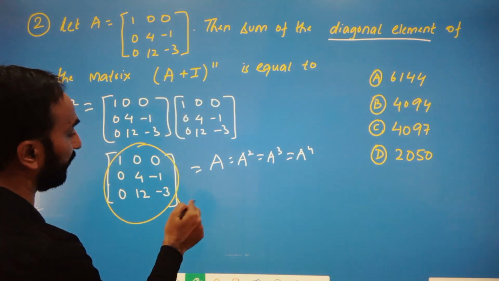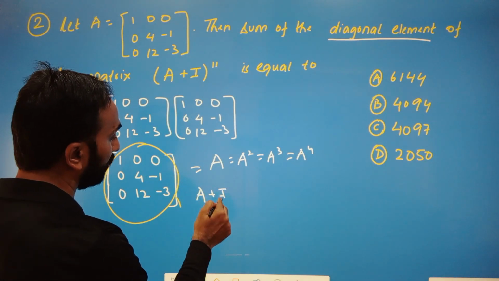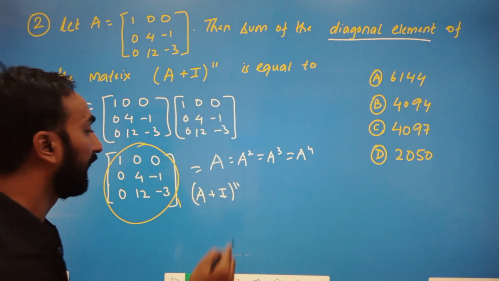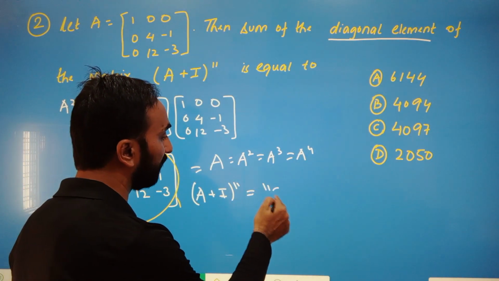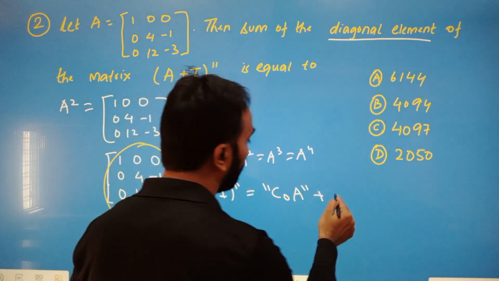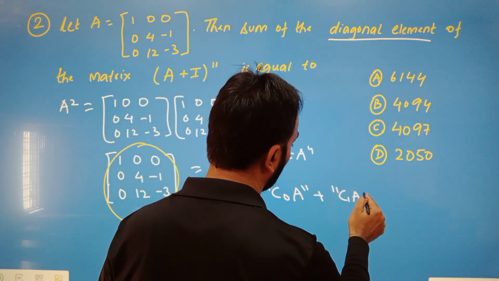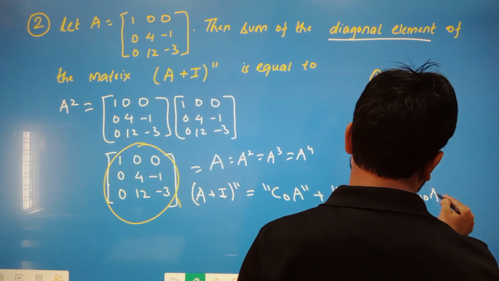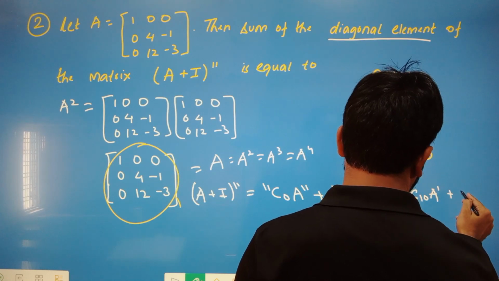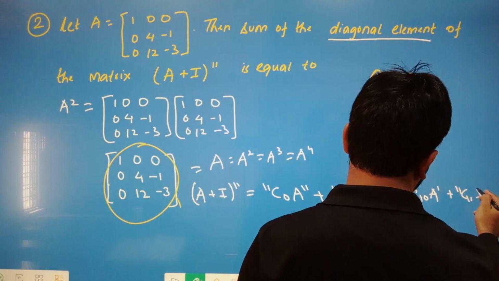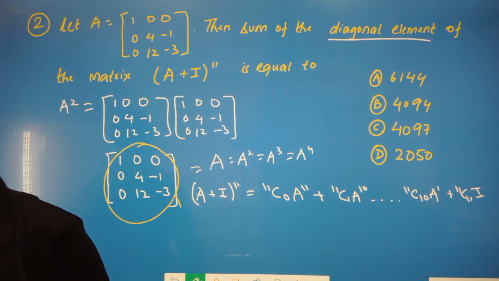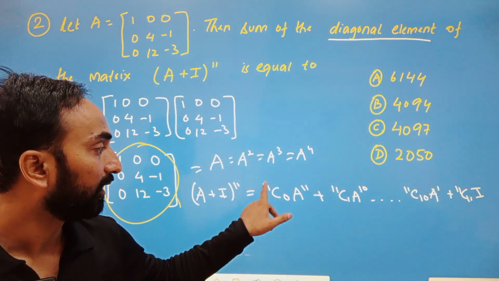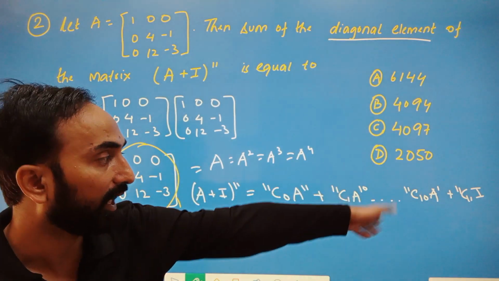Now we have to find the value of (A + I) to the power 11. The expansion can be written as 11C0 A to the power 11 plus 11C1 A to the power 10 and so on, up to 11C10 A, plus 11C11 I. So this will be the expansion of this term, (A + I) to the power 11.